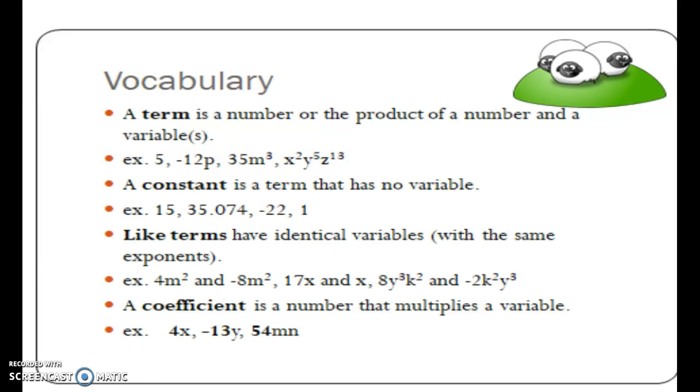All right, a coefficient is a number that multiplies a variable. So example, 4x, the number in front of your variable is your coefficient. So example, 4x, 4 is your coefficient, negative 13y, negative 13 would be your coefficient, and 54mn, 54 would be your coefficient.